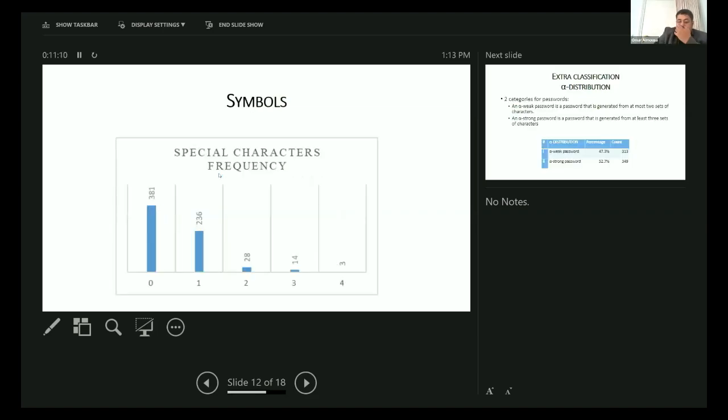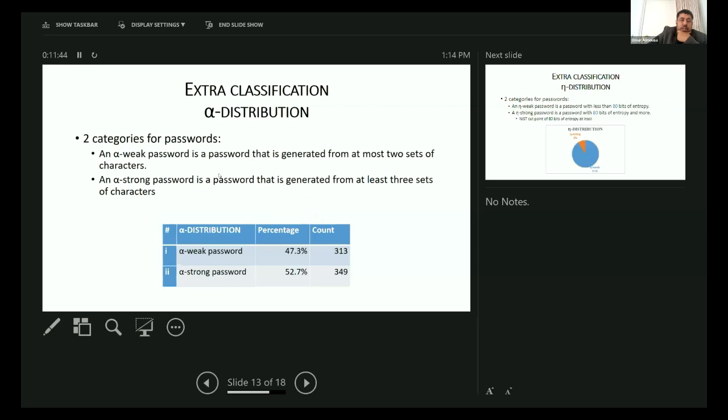Symbols or special characters, how many students were using those? More than 60% of the students were not using any symbols in their passwords, which is not a very good thing to strengthen the password. As you know, the more complicated, the bigger the alphabet size of your password, the stronger your password will be. So more than 60% were not using any special characters or symbols.